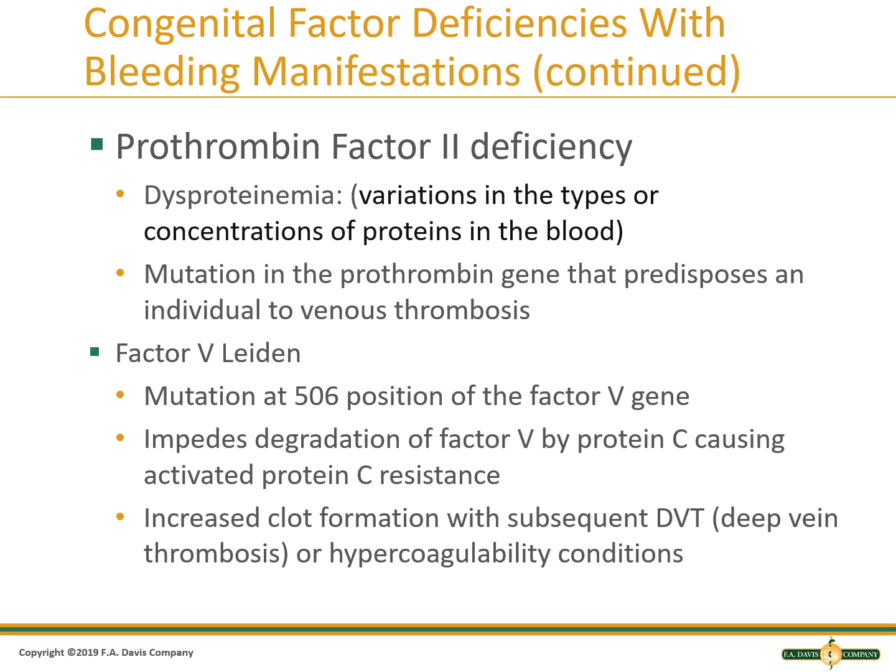We also have factor V Leiden. The mutation is at the 506 position of the factor V gene. It impedes degradation of the factor V by protein C, causing activated protein C resistance. It leads to increased clot formation with subsequent DVT, which is deep vein thrombosis, and hypercoagulability conditions.